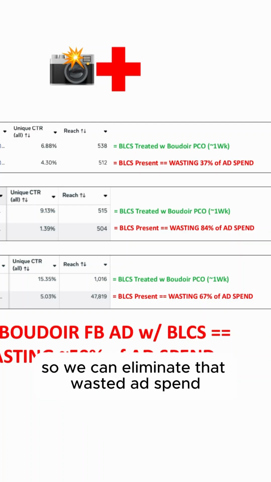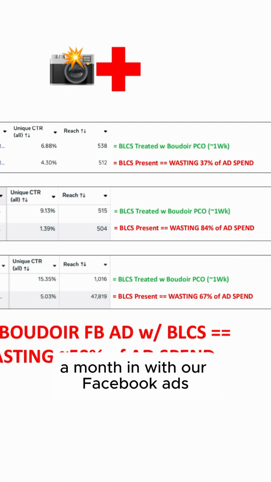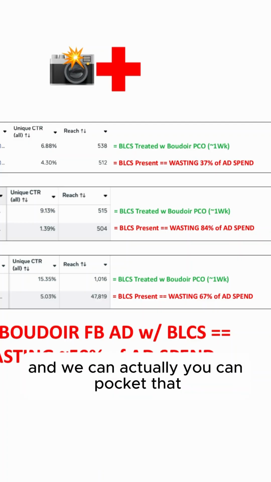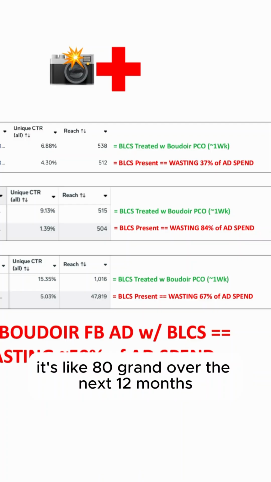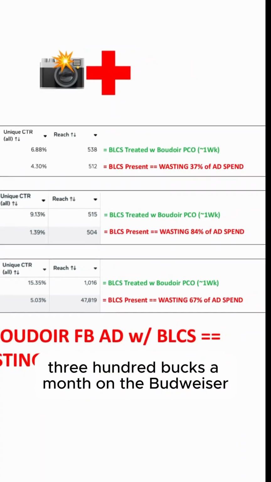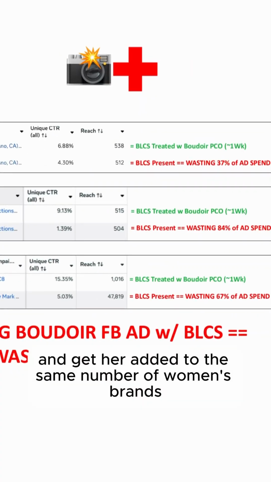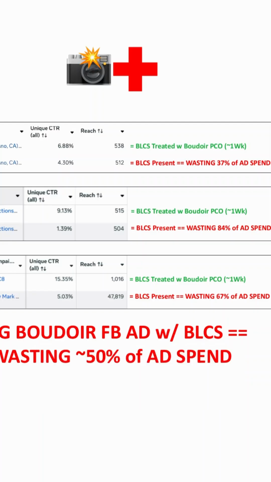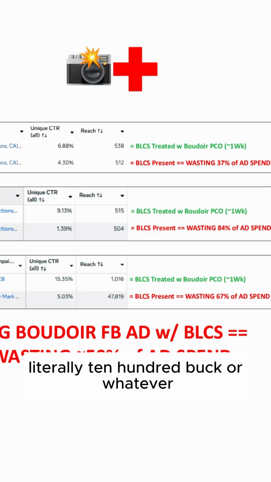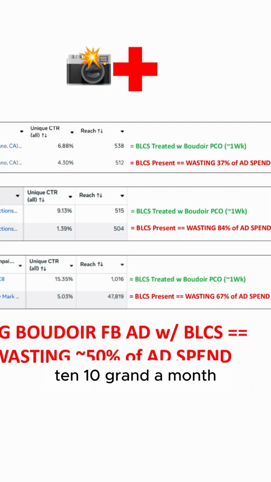So we can eliminate that wasted ad spend. If you're spending 10 grand a month on Boudoir Facebook ads, we can eliminate that 6,700 bucks a month in wasted ad spend, and you can pocket that. It's like 80 grand over the next 12 months. It's kind of like a phantom bonus. And we can instead spend 3,300 bucks a month on the Boudoir Pico treated ad and get our ad into the same number of women's brains at 3,300 bucks a month compared to the original at 10 grand a month.